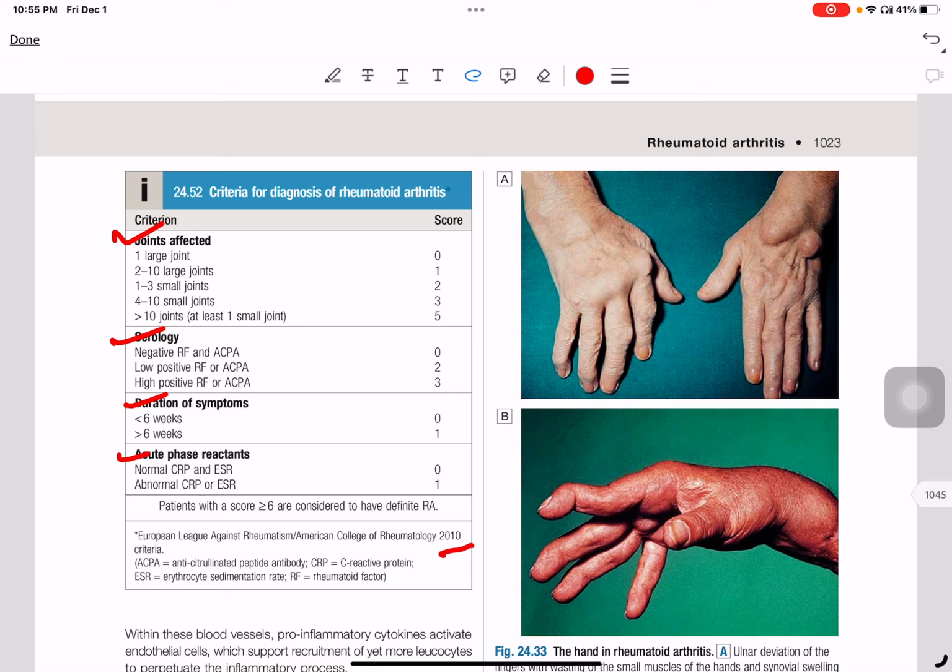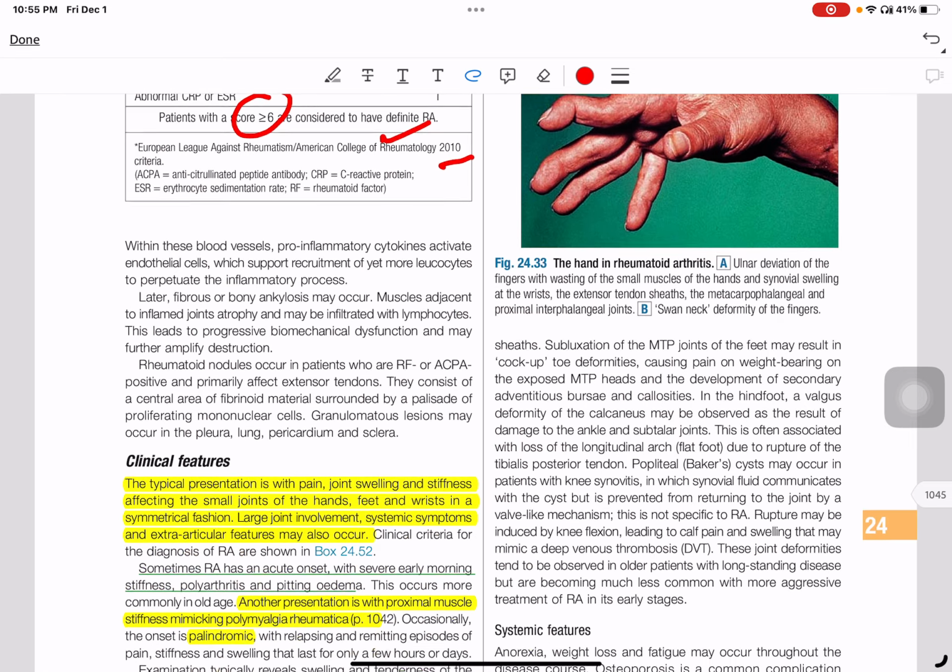Negative rheumatoid factor and anti-CCP scores 0, low titer rheumatoid factor or anti-CCP scores 2, high titer of rheumatoid factor and anti-CCP scores 3. Duration less than 6 weeks scores 0, more than 6 weeks scores 1. Normal CRP-ESR scores 0, abnormal CRP-ESR 1. So a score of 6 or more is considered definite rheumatoid arthritis.